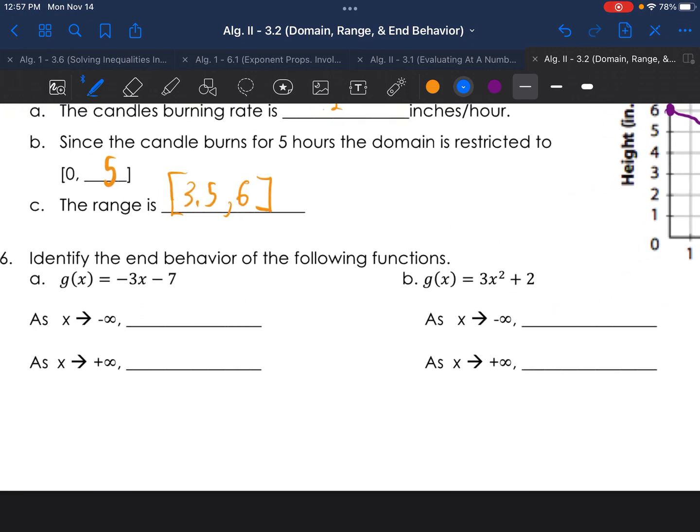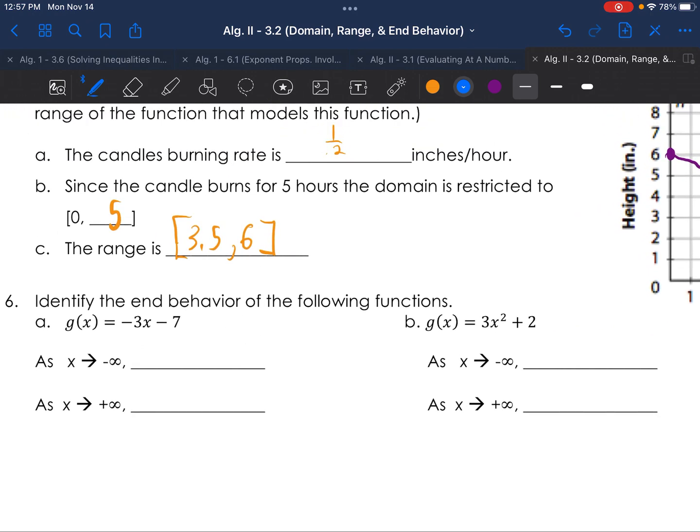Identify the end behavior of these functions. This is separate from number 5. So this is going back to the last thing we talked about in the notes before this. So this one on A, we say, hey, highest exponent's 1, so that's odd. Leading coefficient is negative, so it's negative.